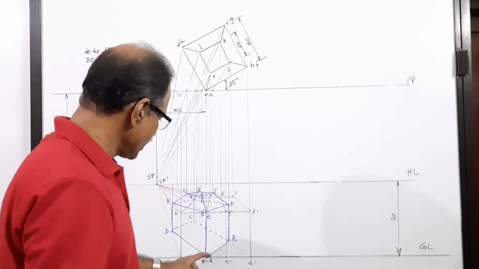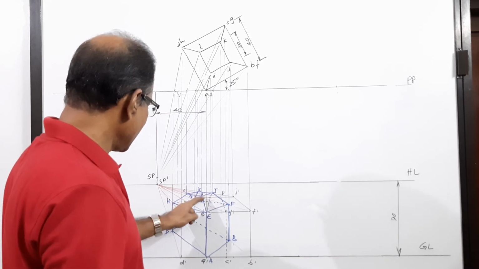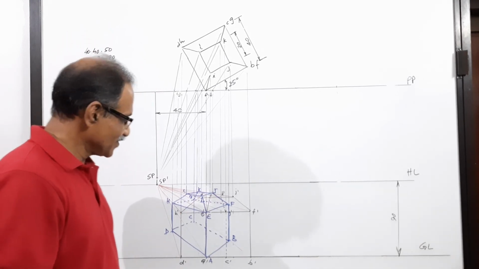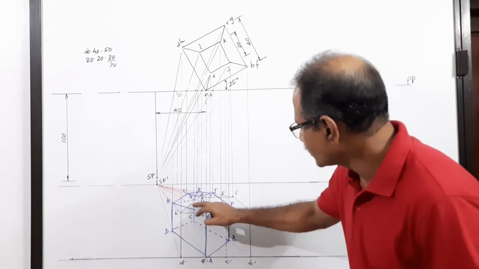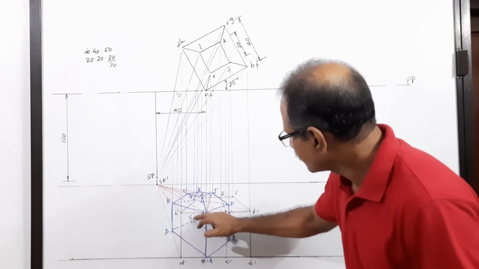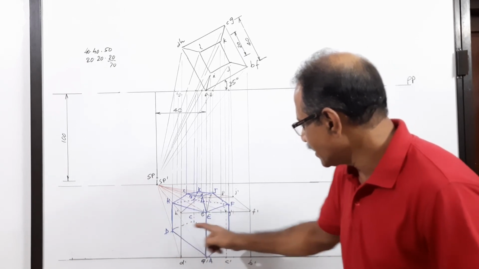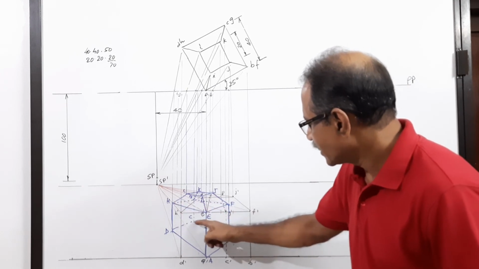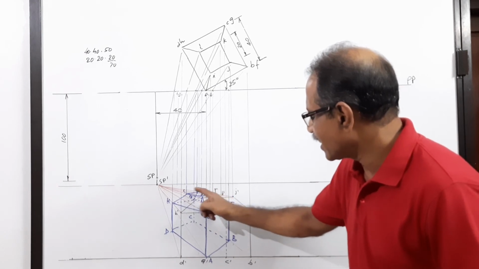A, B, C, D, E, F, G, H, I, J, K, L. We have got it well. A, B, C, D. This is actually dotted, GC. A, B, C, D, E, F, G, H. Exactly above C is G, correct? E, F, G, H, I, J, K, L.